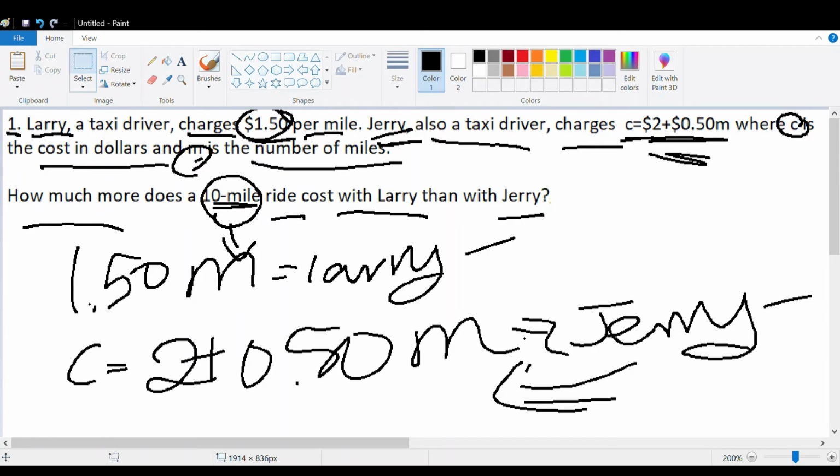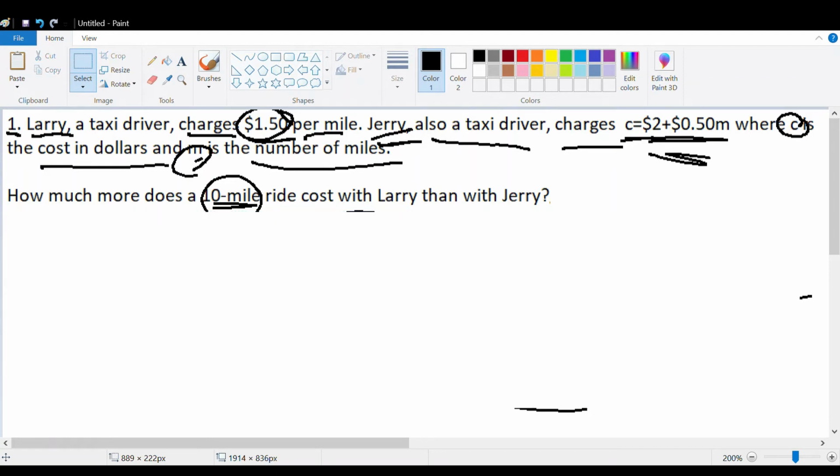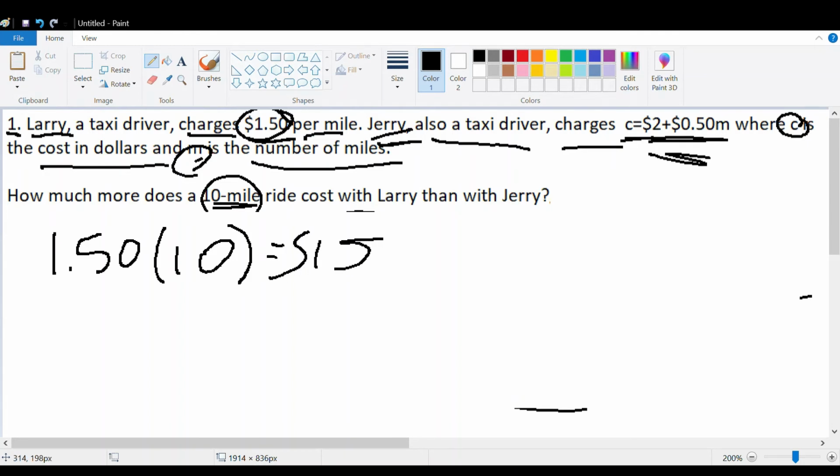So let's do that. I need some more space, so I'm just going to delete all of this, but just remember this and write it down also. Getting back, Larry is 1.50 times 10. As I said, we're substituting the M for the 10 because we're trying to find how much for each person for the 10 miles. So 1.50 times 10 is $15. So if you ride with Larry for 10 miles, you have to pay $15.